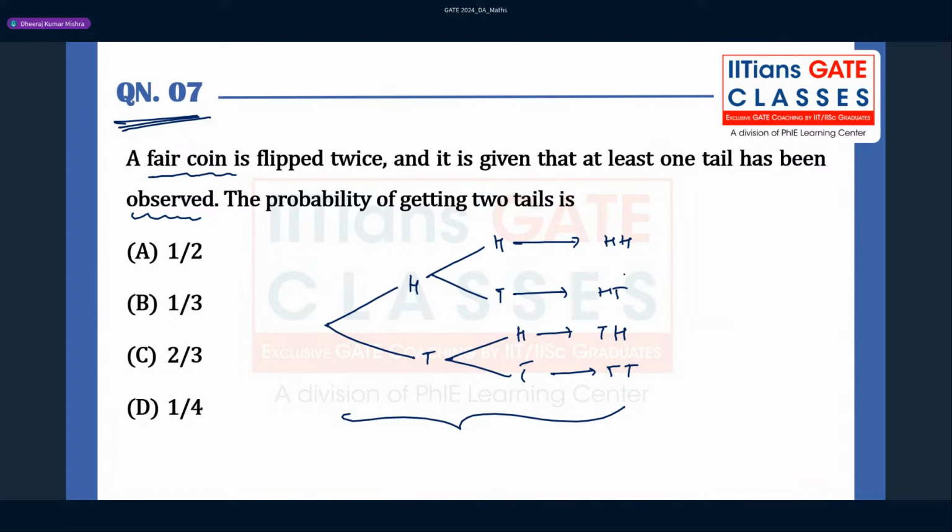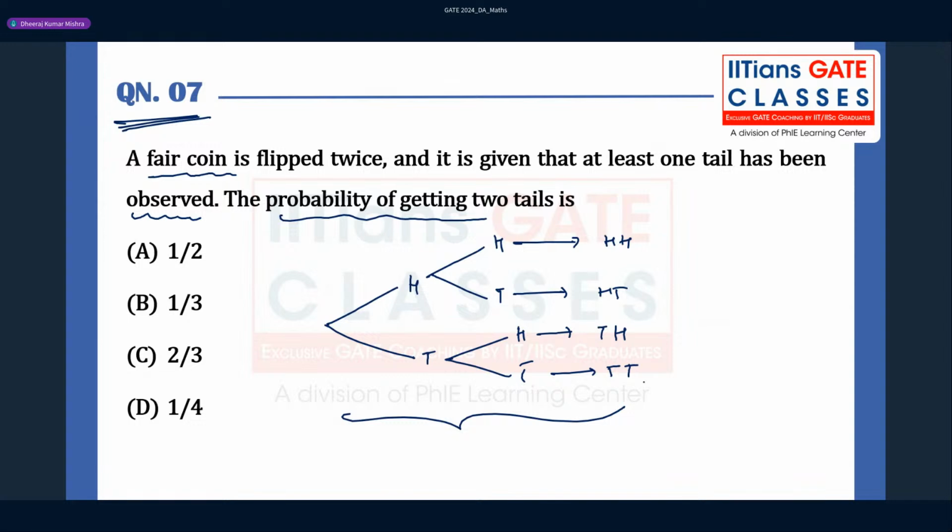Okay, so now you have to find the probability of getting two tails, right? What is the probability of getting two tails? That is the question. Yes, guys. And they have also given that at least one tail has been observed, right? At least one tail has been observed. What is the probability of getting two tails?